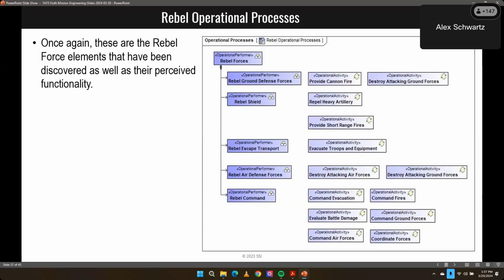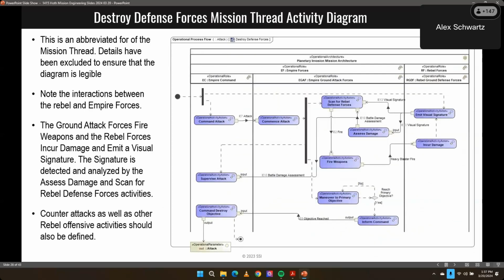Again, here's my rebel forces here. And I'm modeling what things we think that they can do. And we'll show you an example of the metrics in a minute. And then I model the different interactions here.